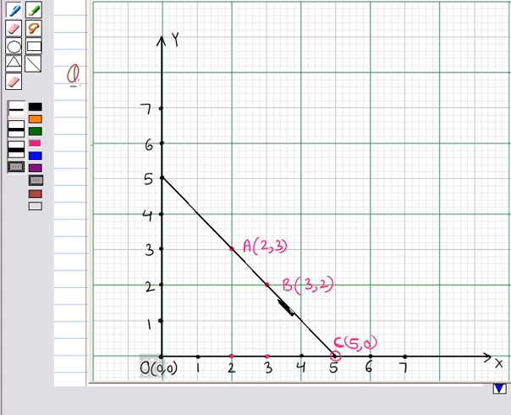And we also see that this line meets the y-axis at this point whose coordinates are (0, 5). That is 0 is the x coordinate and 5 is the y coordinate. And we name this point as D.